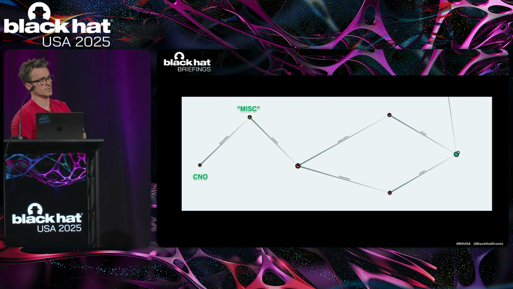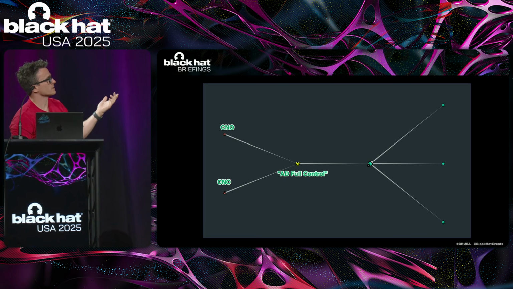We can compromise the domain from there. Here's another example where the CNO is a member of a security group that has been given full control of the domain object, which means CNO to DC sync.